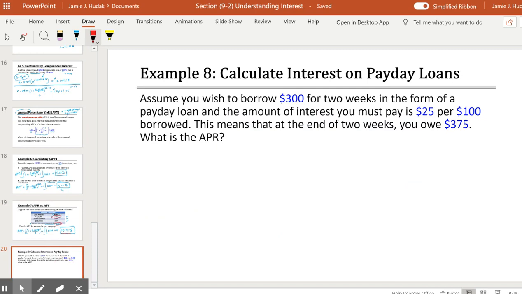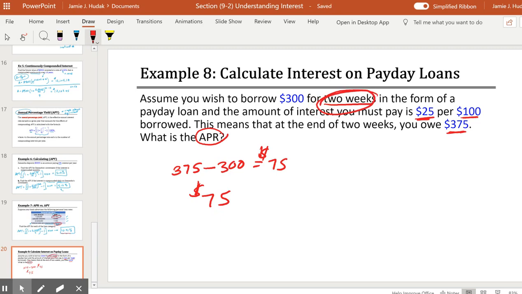Example 8, calculate interest on payday loans. Assume you wish to borrow $300 for 2 weeks in the form of a payday loan, and the amount of interest you must pay is described in dollars, $25 for every $100 that you borrow for those 2 weeks. This means that at the end of the 2 weeks, you would have to pay back $375. What is the annual percentage rate on this loan? So we would say 375 minus 300 is equal to $75. That's what you paid. You paid $75 for 2 weeks.